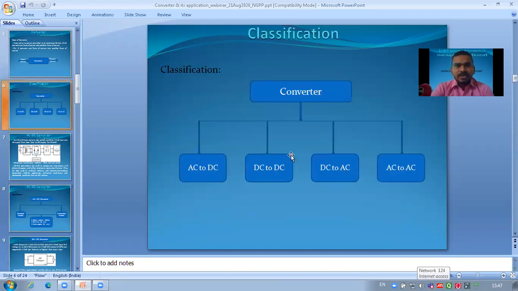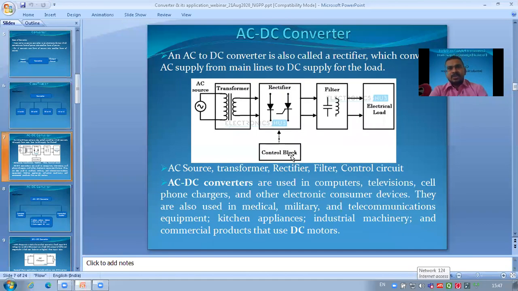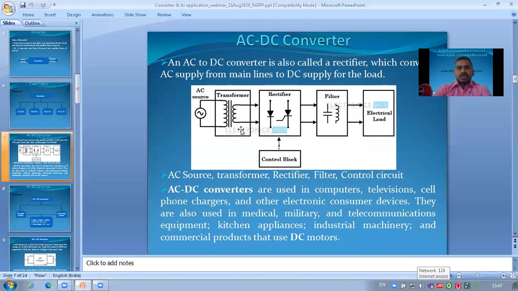Then the classification of the converter. According to the power conversion, we can classify into AC to DC converter, DC to DC converter, DC to AC converter, and AC to AC converter. The AC to DC converter converts an AC source into a DC source, in which we require the AC source, transformer, and rectifier, whether it is a controlled rectifier or a normal rectifier. Then a filter is required. If a controlled rectifier is used, then the control block is required.